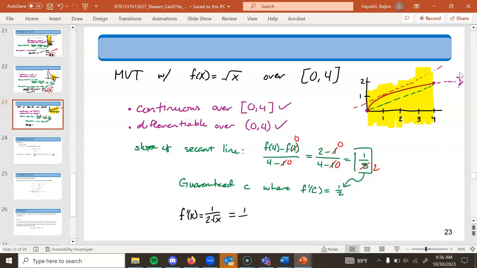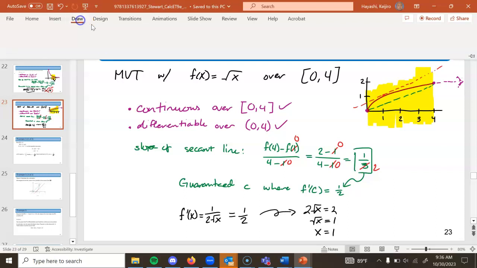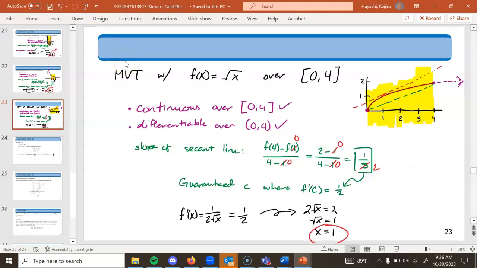And you just set that equal to 1/2. The numerators are the same, so the denominators must also be the same. You get 2 square roots of x is equal to 2, or square root of x is equal to 1, or squaring both sides, x is equal to 1. Which is on the interval from 0 to 4. So that place where this happens, c is equal to 1. So at x equals 1, the value of the derivative is going to be 1/2, the same as the slope of the secant line from 0 to 4.